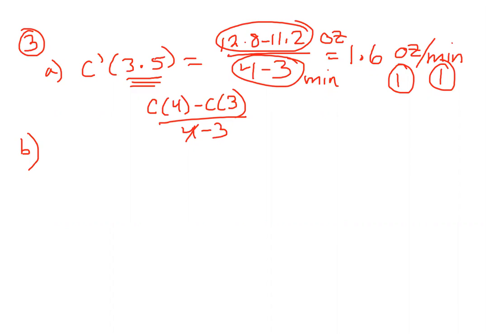All right, B, is there a time, t, between 2 and 4, at which c prime of t equals 2? Justify your answer. Well, let's look.